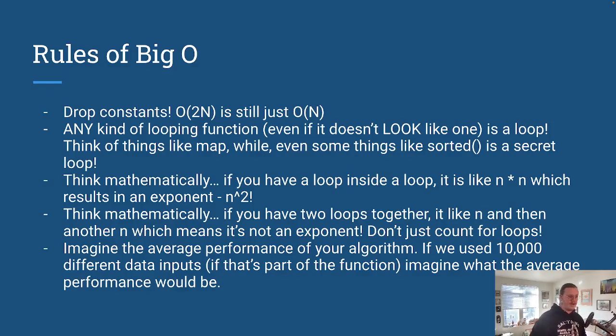And then, again, thinking mathematically, if you have 2 loops together, it's like n and then another n, which means... okay, so if they're not nested, if they're not inside of each other, right? So for let i equal 0, i is less than 5, i plus plus, do some stuff. And then you have a whole other loop, right? While counter is less than 5, do some stuff, counter plus plus, right? Those are both going to run 5 times.